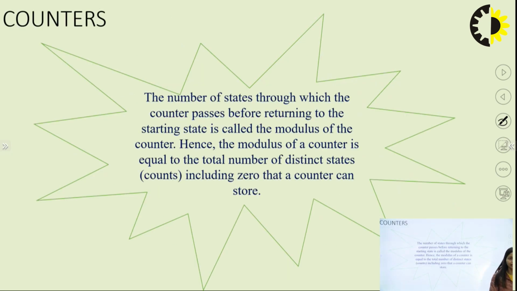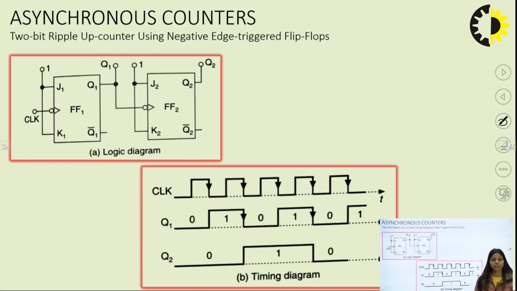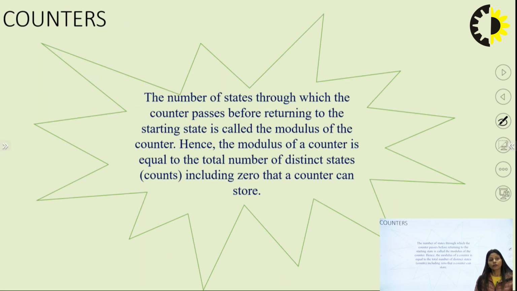One important slide, in which I can summarize: the number of states through which the counter passes before returning to the starting state is called the modulus of the counter, and hence the modulus of the counter is equal to the total number of distinct states including 0 that a counter can store. As I made you understand, the number of states are nothing but the modulus of the counter including the 0 state.